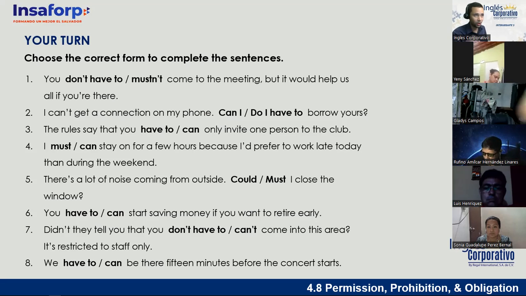So I'm going to form the breakout rooms now. Everybody, please join your group or your room, and I'm going to start visiting you, and I'm going to share this via WhatsApp as usual, okay? So again, choose the correct form to complete the sentences. After that, we're going to do some exercises individually.